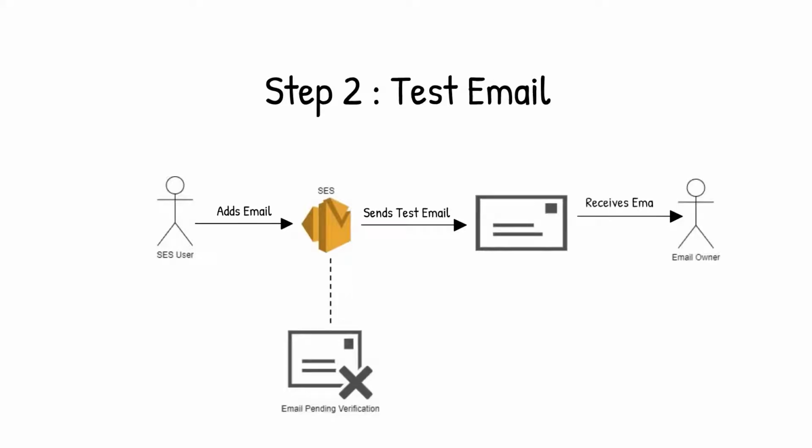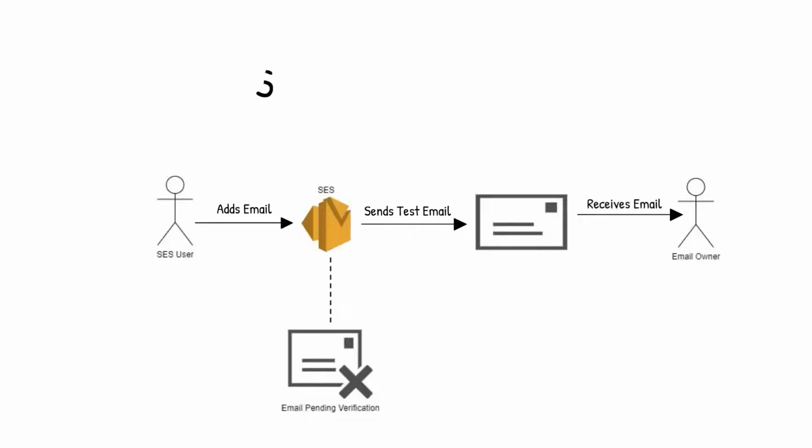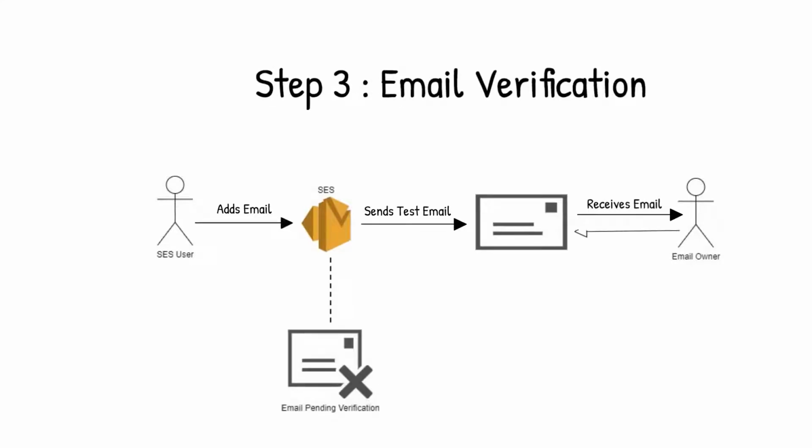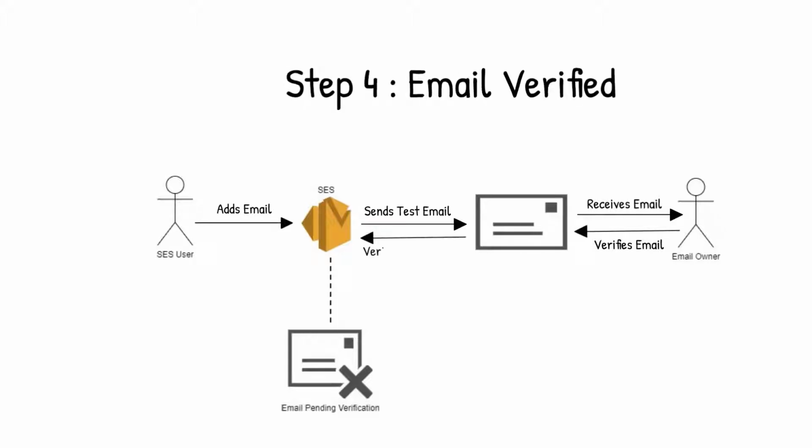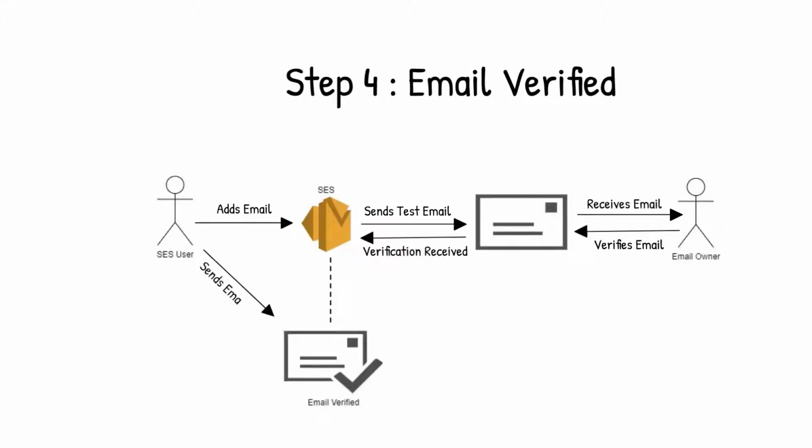The email owner then receives this test email in their inbox. Third step is that the email owner clicks on the verification link in the email confirming receipt and acknowledging that the email is added in SES for it to be used as a sender. Fourth step is that SES receives this verification behind the scenes and now marks the email as verified, and the SES user now will be able to use this email ID to send emails.